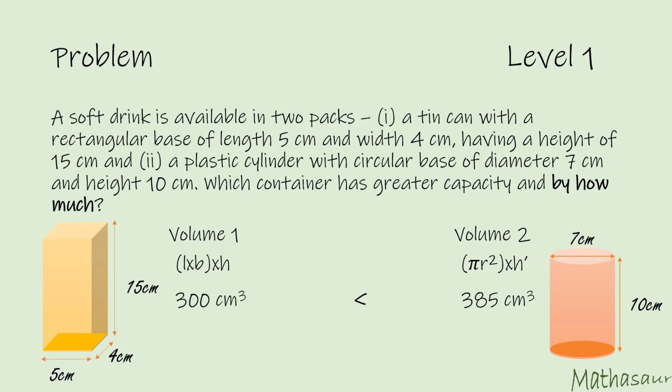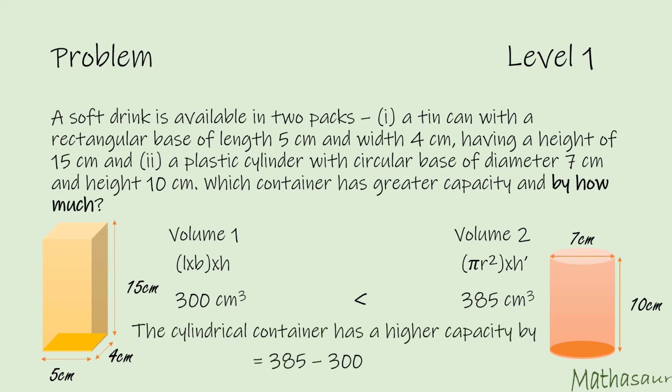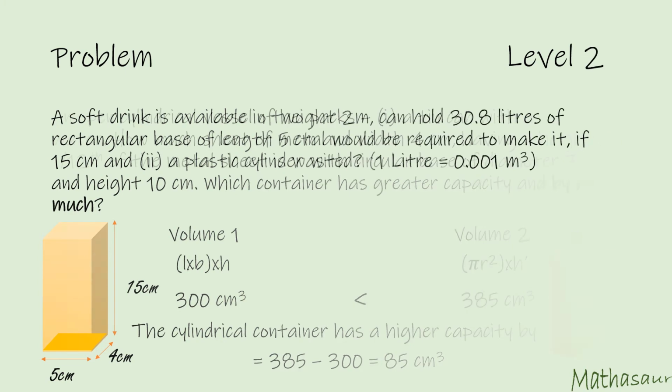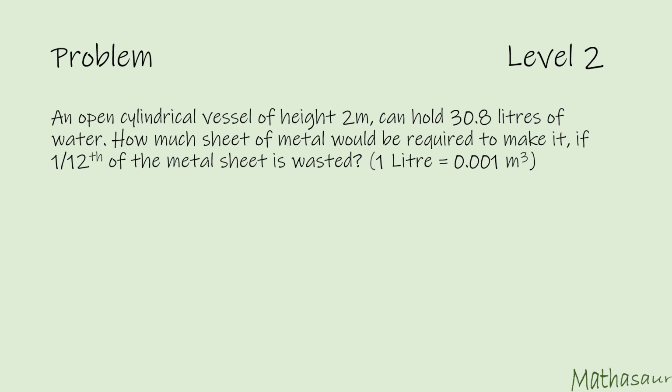The question says by how much? Let us subtract. The cylindrical container has a higher capacity by 85 cm cube. Let us look at another problem. An open cylindrical vessel of height 2 meters can hold 30.8 liters of water. How much sheet of metal would be required to make it if 1/12 of the metal sheet is wasted? We are given that 1 liter of water is equal to 0.001 meter cube.